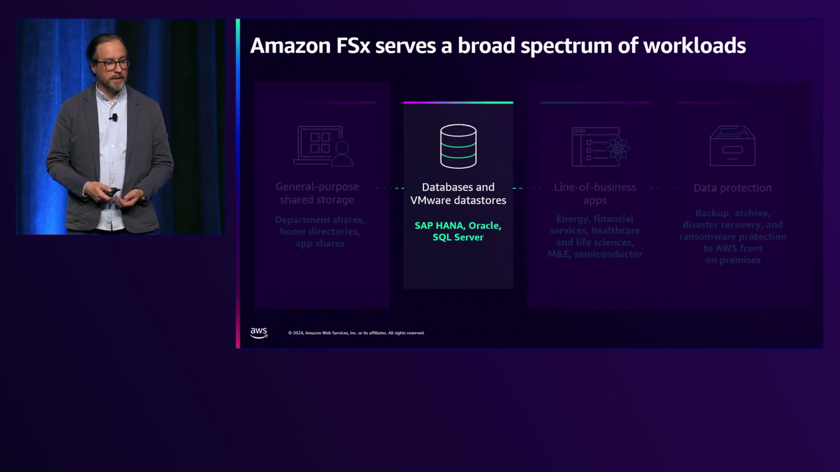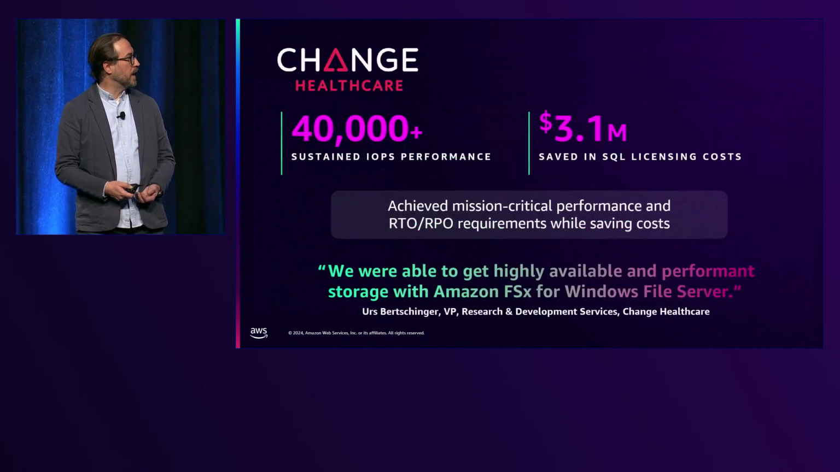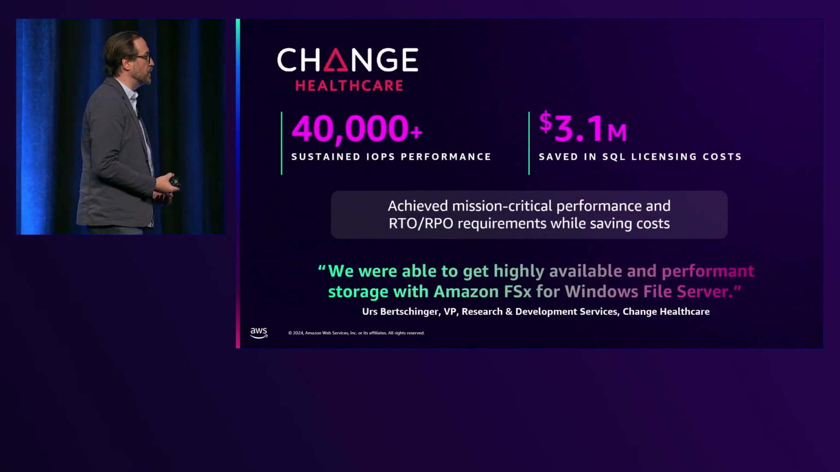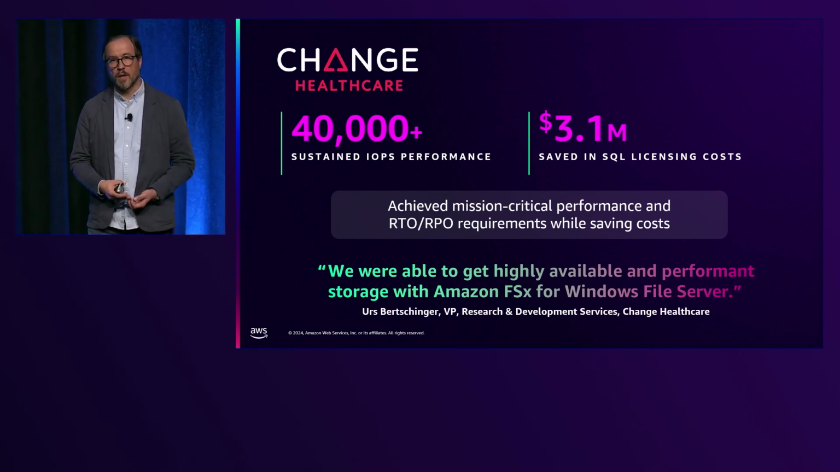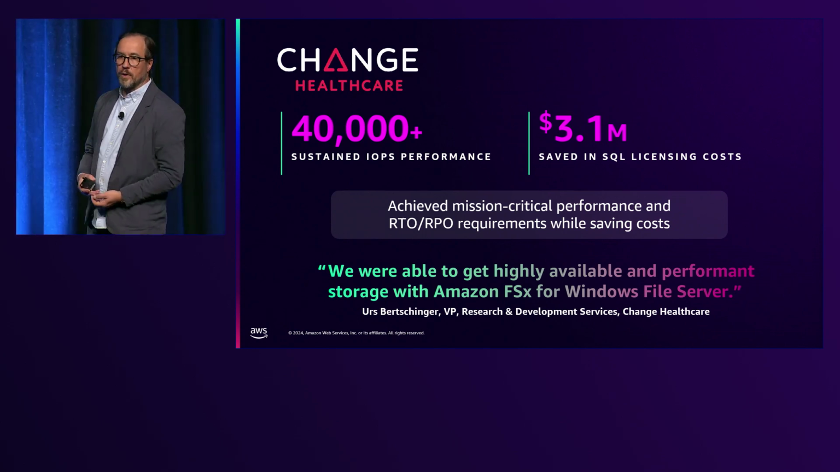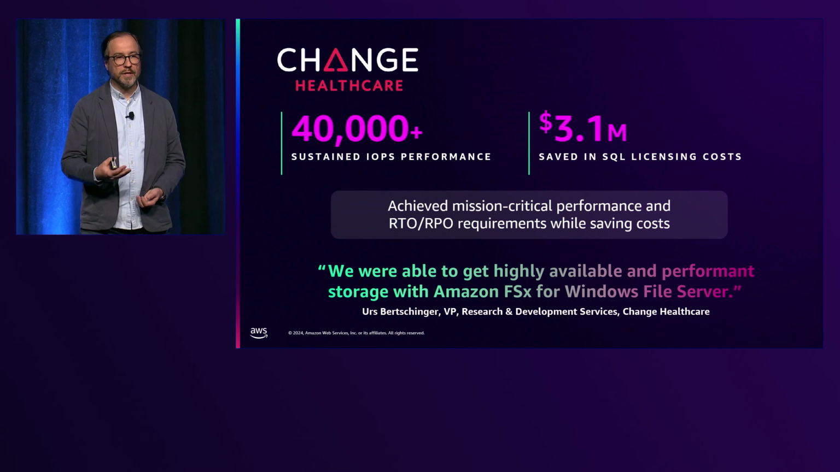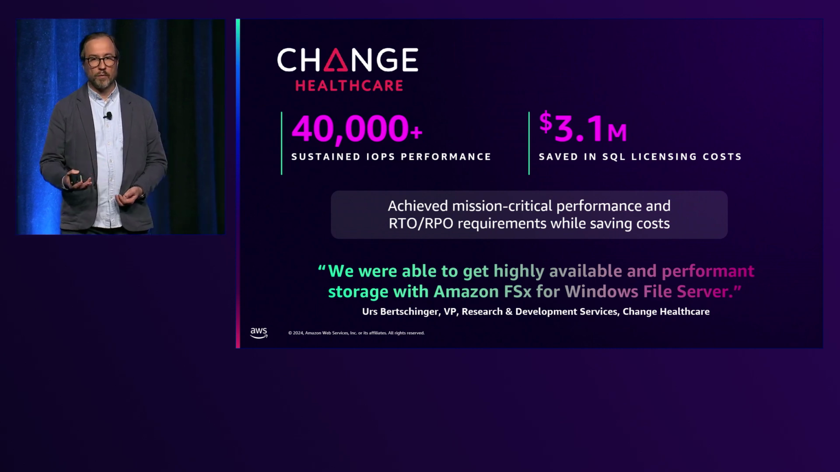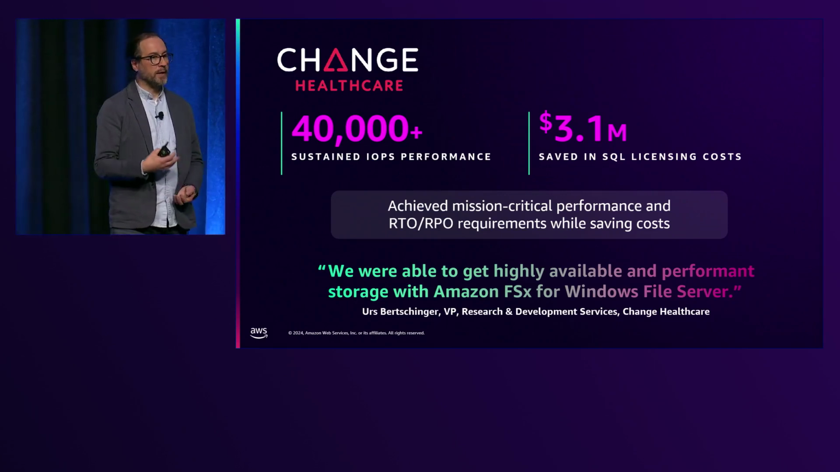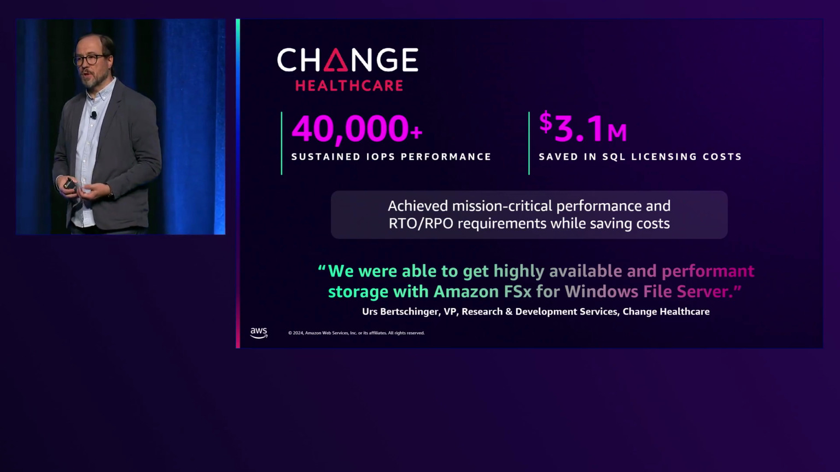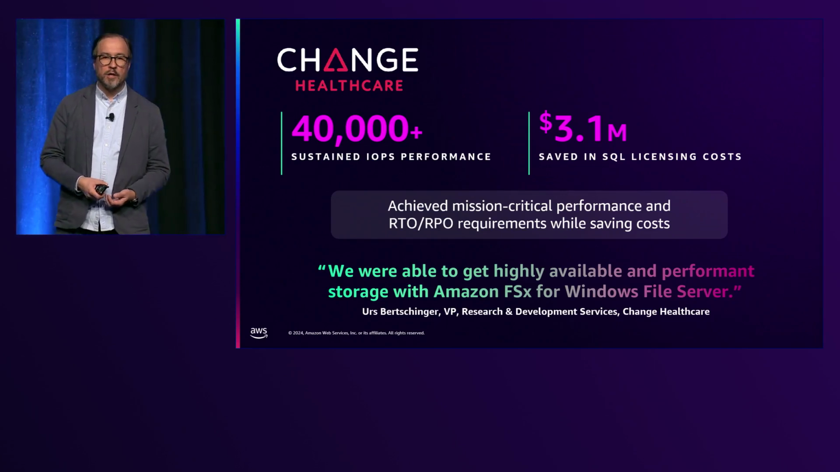Next, we have databases. Databases, it's interesting. We see a lot of different database use cases. Oracle and SAP HANA were two that I mentioned. SQL database is a really popular use case, especially when you need shared multi-AZ storage for SQL failover clusters, as well as if you're running something like Oracle RAC and you need to get certain enterprise features. There's a lot of reasons to look at FSx for that.